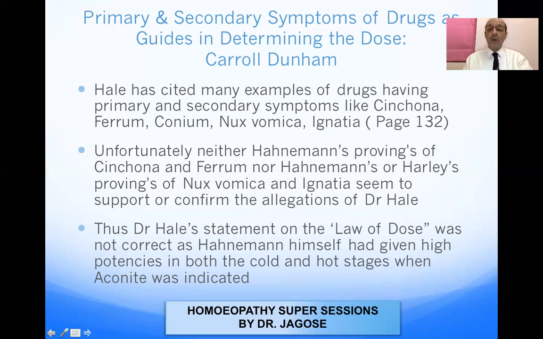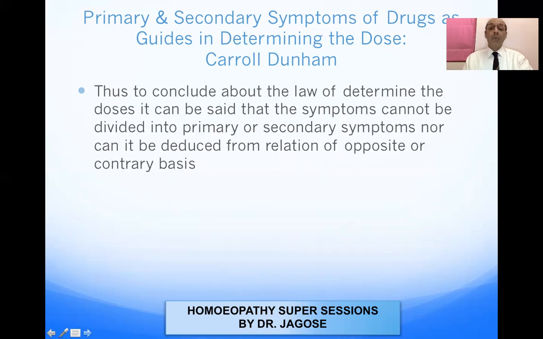Thus, Dr. Hale's statement on the law of dose was not correct, as Hahnemann himself had given high potencies in both the cold and hot stages when aconite was indicated. Thus, to conclude about the law of determination of the dose, it can be said that the symptoms cannot be divided into primary or secondary, nor can it be deduced from relation of opposite or contrary basis.